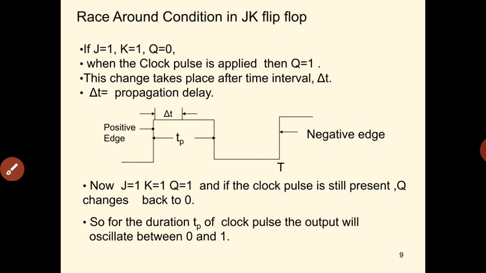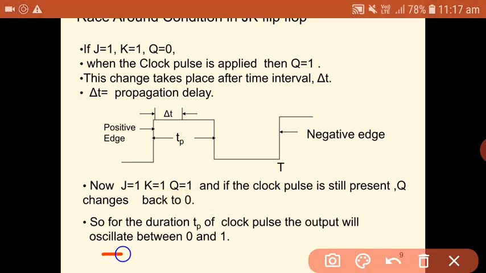Okay, so for the duration Tp of the clock pulse, the output will oscillate between 0 and 1. The output toggles between 0 and 1 as long as the clock pulse is applied. Since Tp is greater than delta t, you will be getting this race around condition, toggling more than once.